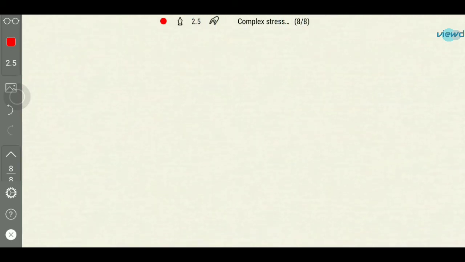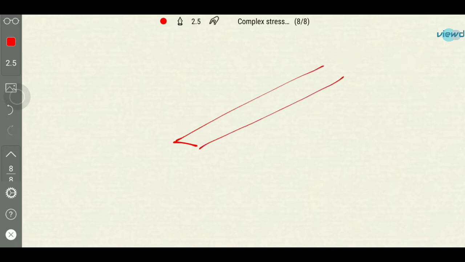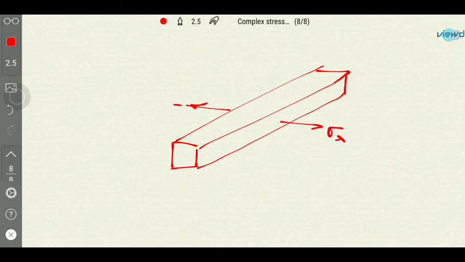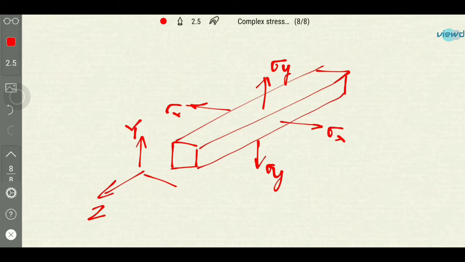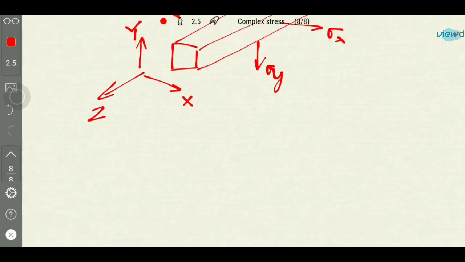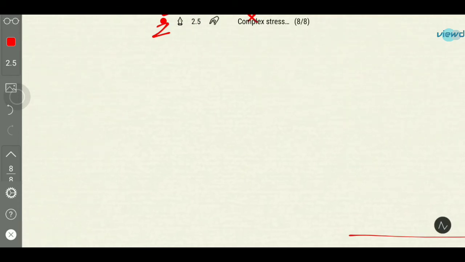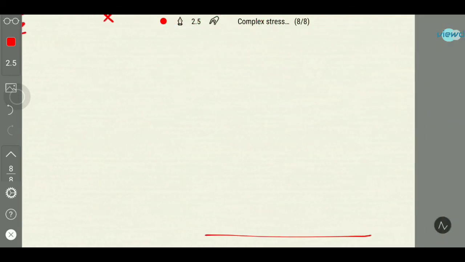And what is plane strain? For example, there is a very lengthy rod, and this is subjected to stresses sigma x, sigma y, and shear stresses are also present. This is in z direction, this is y, and this is x. Then this type of stress action is called plane strain condition. We represent plane stresses and plane strains like this.